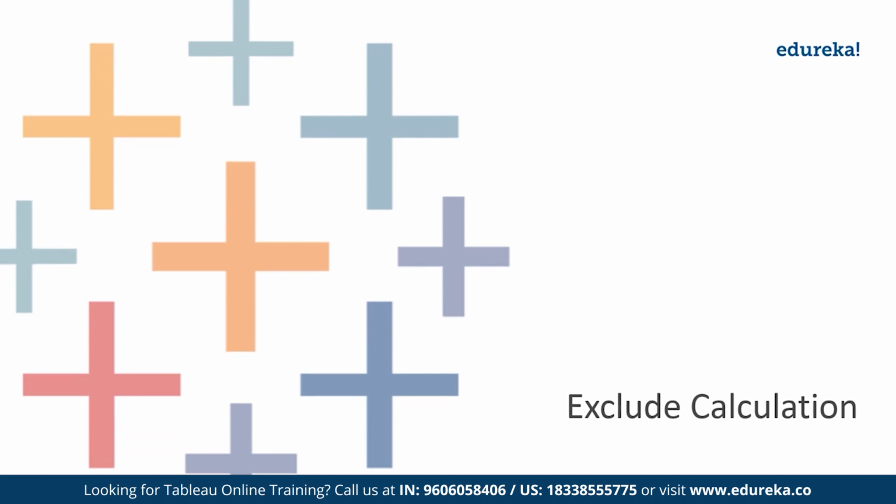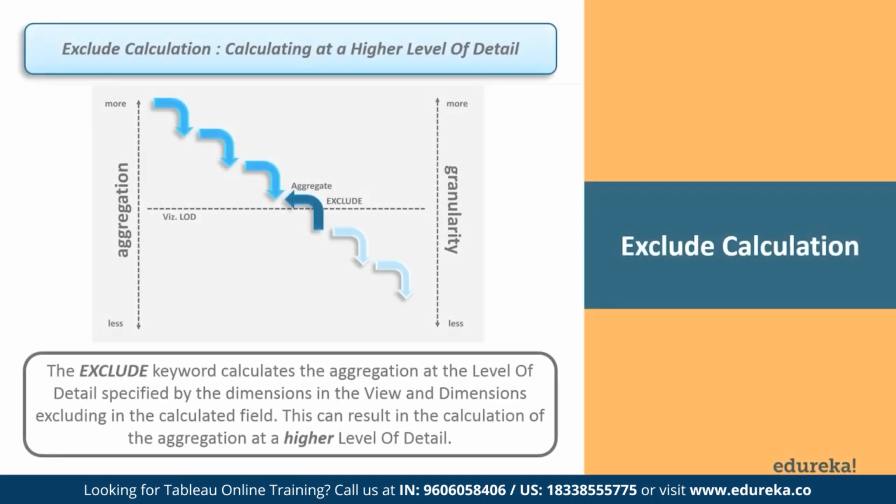Let's talk a little bit about the exclude calculation now. Exclude calculation basically means calculating at a higher level of detail. Using an exclude keyword will exclude the desired dimensions from the calculation. Tableau first removes the excluded dimension from the LOD and then performs the calculation as if the dimension was not present at all. The result is then displayed visually. The graphical representation of how Tableau performs an exclude LOD expression is depicted in the diagram that you can see.